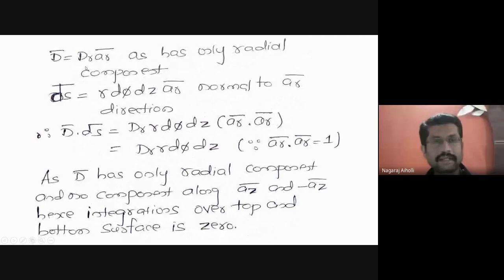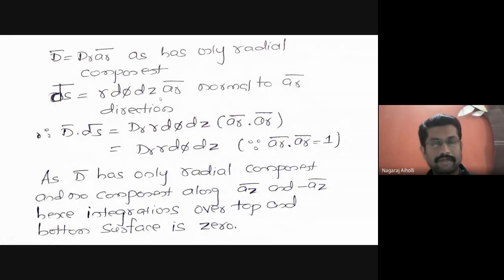D is D_r a_r. It has only the radial component. Therefore, I can write D as D_r. D_r is the magnitude and a_r is the unit vector along the direction of the radius. dS is given by r dphi dz a_r, which is normal to the a_r direction. We have to consider the component normal to the a_r direction, which is r dphi dz a_r.